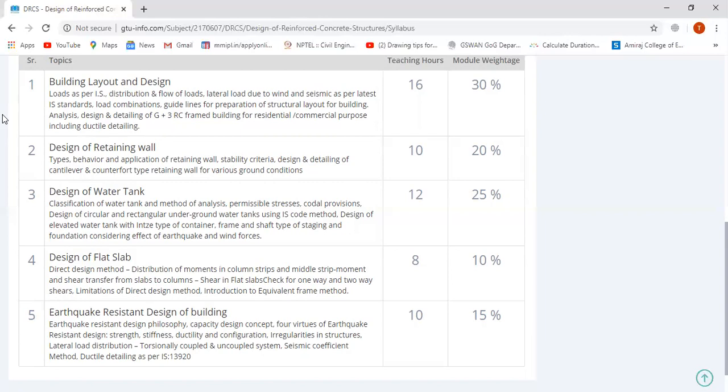Guidelines for preparation of structural layout of building, analysis, design, and detailing of a G+3 RC frame building for residential and commercial purposes, including ductile detailing. Here in this chapter we learn how to make a structural plan from the architectural plan.